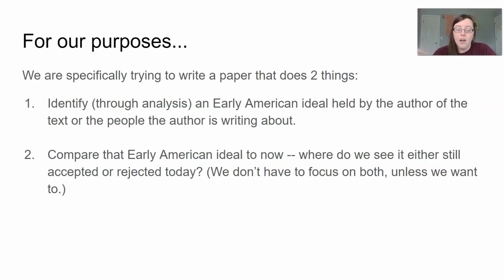where section 1 was, here's the ideal. Section 2, here's how it's accepted. Section 3, here's how it's rejected. Or you might stagger them, going back and forth between here's the ideal, here's where it's accepted, or here's how part of this ideal is accepted, here's the other part of this ideal, and here's how it's rejected, and where it's rejected in contemporary society.